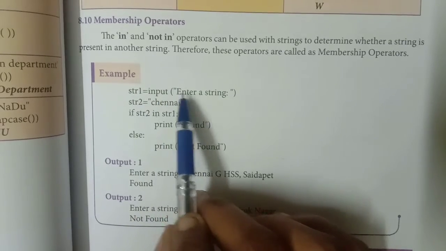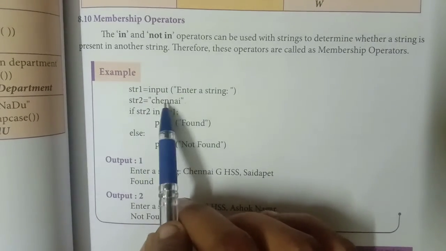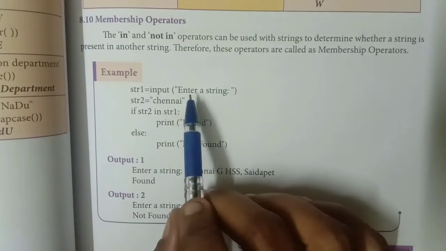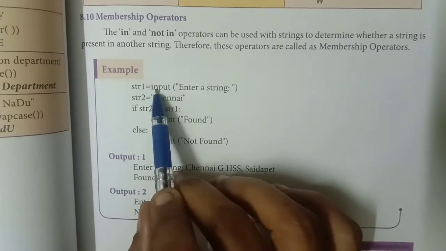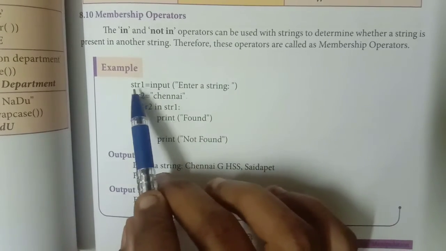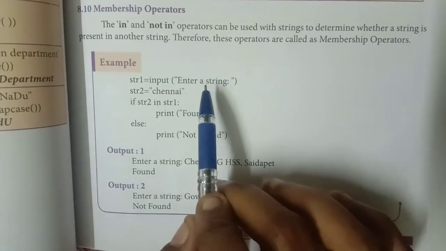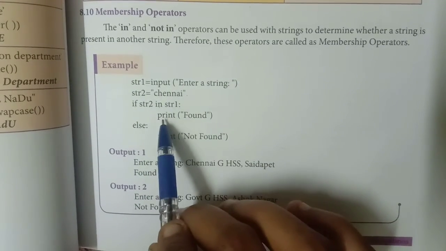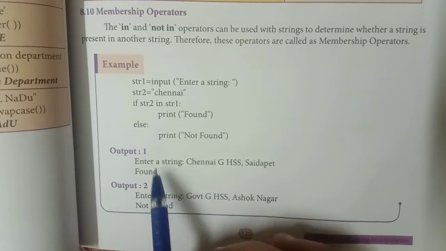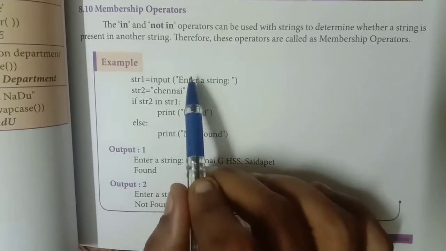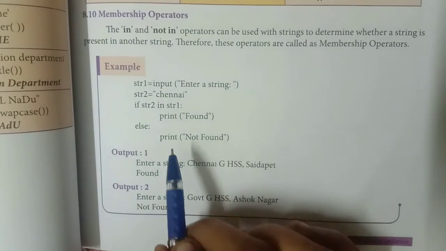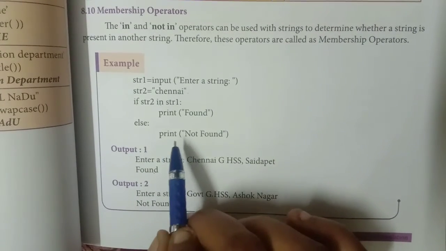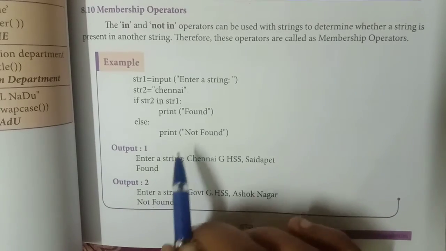For string 1 we are entering the string. String 2 is given as Chennai. Now using this membership operator, we are going to find out whether string 2 is present in string 1 or not. Do you understand? String 1 is the value which we are going to enter at the time of execution. If the entered value is Chennai, then the answer will be found. We are using the in operator, that is, Chennai is found in string 1. If you are not entering the string Chennai, you will get the answer as not found. That is the not in operator.